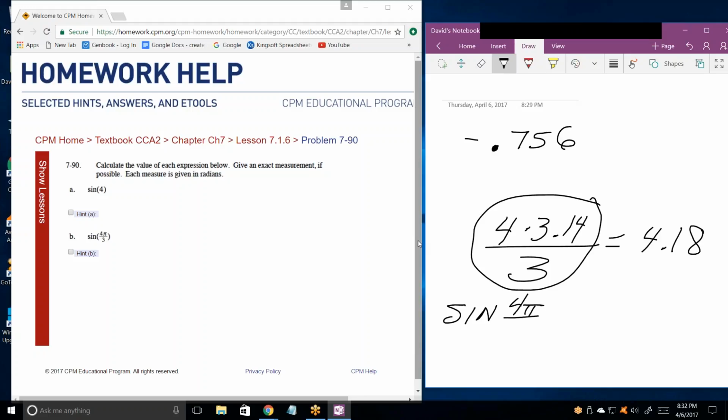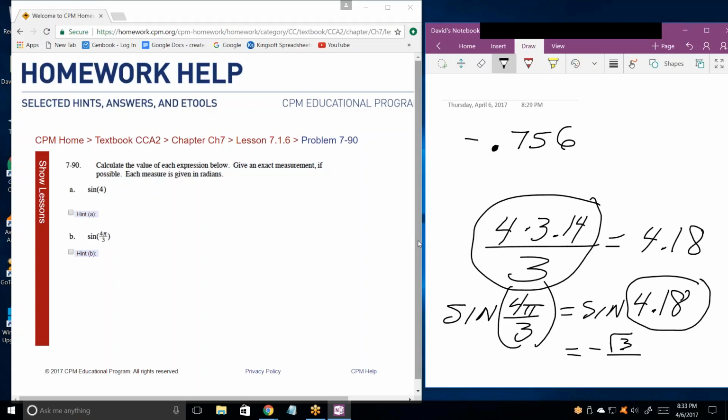So I could have expressed this, instead of 4 pi over 3, I could have said the sine of 4.18. Still radians, still the same answer. In other words, I'm still looking for an exact answer, and I've got one here. For 4 pi over 3, the equivalent first quadrant angle is pi over 3, which is 60 degrees. So this one is negative square root of 3 over 2 because it's third quadrant.